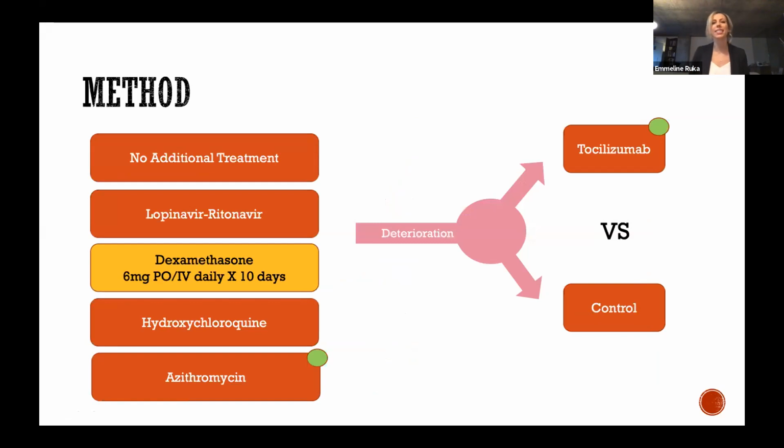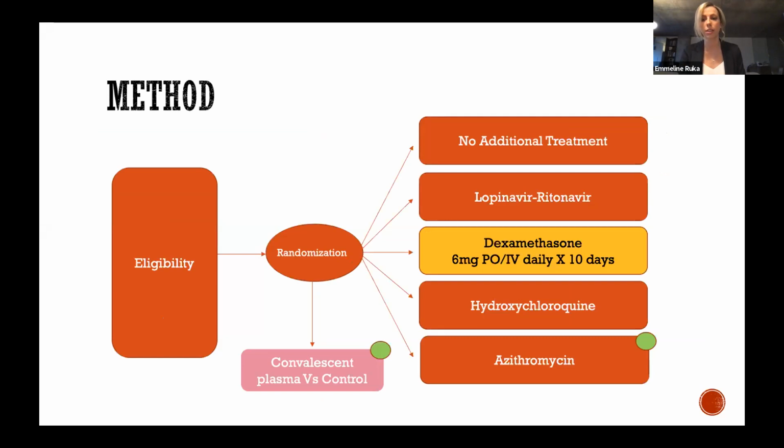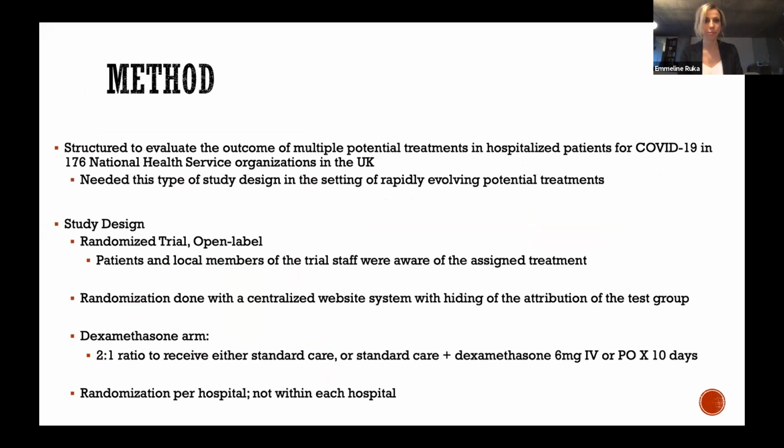And then later on, they decided to add another arm, because tocilizumab has shown some potential. So what they did is that all the arms, including the dexamethasone arm, the arm that I'm talking about in this paper in particular, if there was any deterioration, meaning that the patient became more hypoxic or more inflammatory, they would re-randomize the patient to tocilizumab versus control. So kind of two randomizations. And the little red, green dots here are because the arms are still ongoing. The other ones are done.